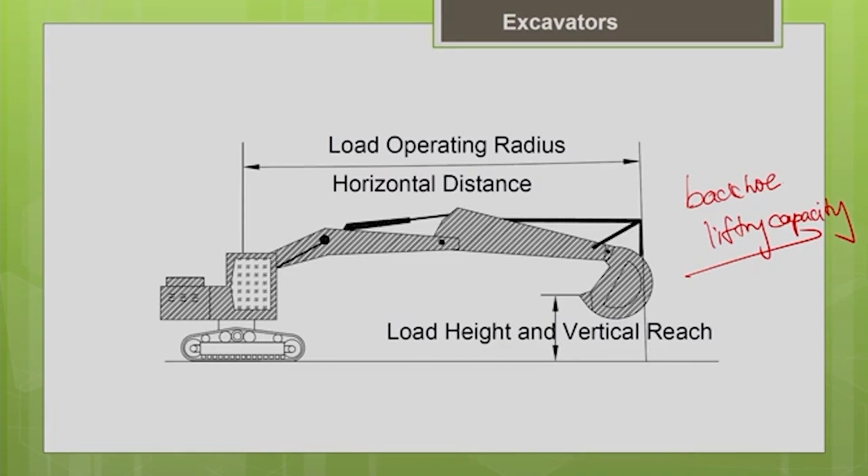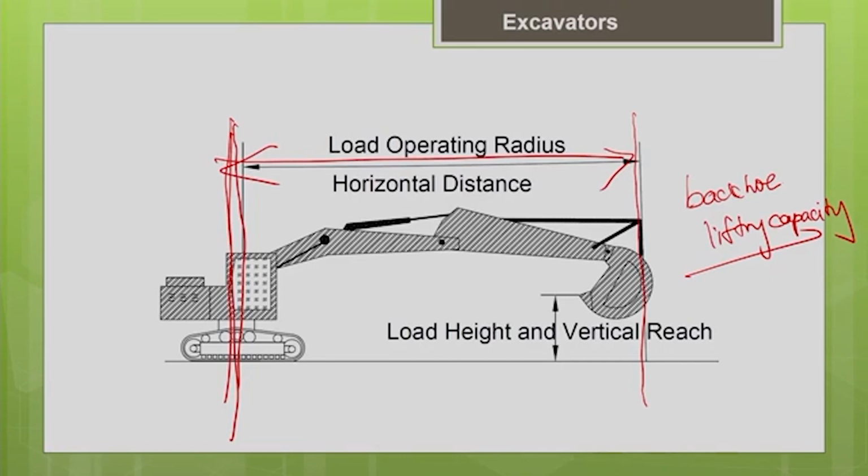What is this operating radius? It is nothing but the distance between the center line of the axis of rotation of this machine to the center of gravity of the load in the bucket. This distance will give you the load operating radius. So, this distance gives you the load operating radius.